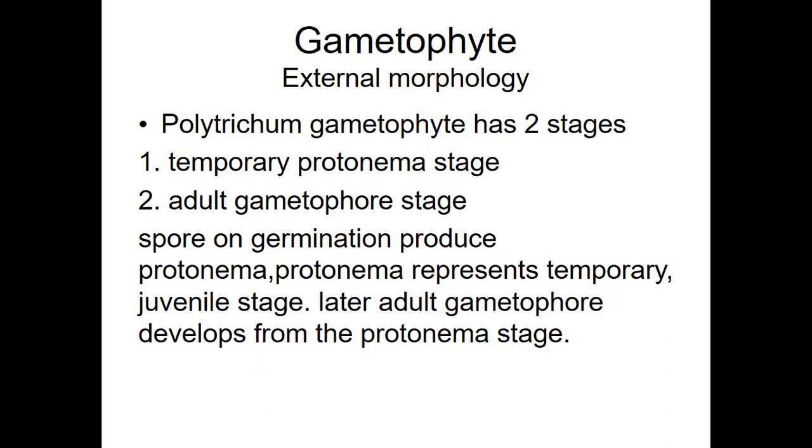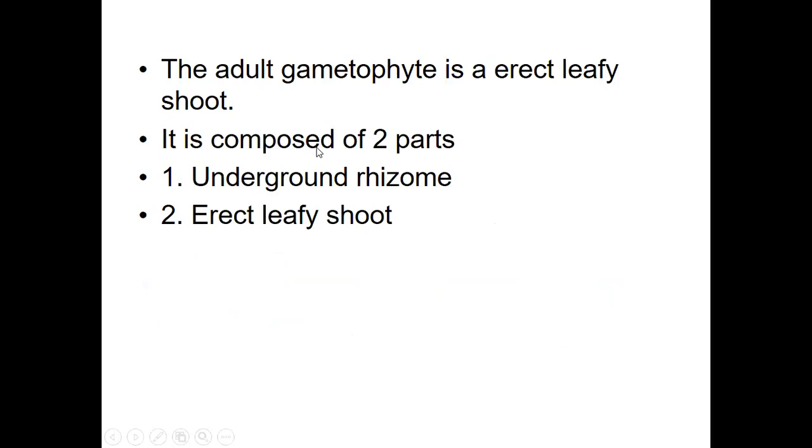One is the juvenile stage, called the protonema. Juvenile means the young plant developed from the spore, the protonema or juvenile stage of the gametophyte. The adult we call a gametophore or gametophyte. Now we talk about the gametophyte, the adult plant, which is an erect, leafy shoot, whereas Anthoceros and Marchantia we described as prostrate plants.